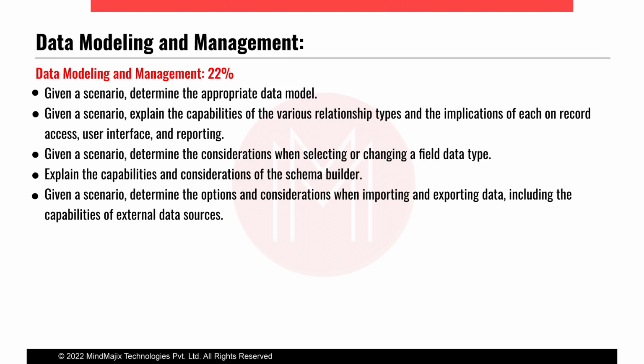So we have so many relations between lookup relationship, master-detail, junction object. So many things will be covered. So given a scenario, again scenario, explain the capabilities of various relationship types and the implications of each on record access, user interface, and reporting. Yeah, it's the same data model connecting with relation types, and coming to record access, if a user is there on a record, he can view, he can read, he can create, he can delete. So we have to restrict, or we have to open up the access based on the task given by the organization, or given by our project BRD.